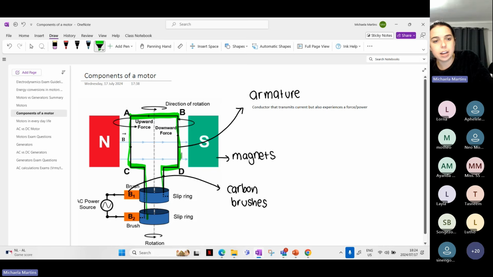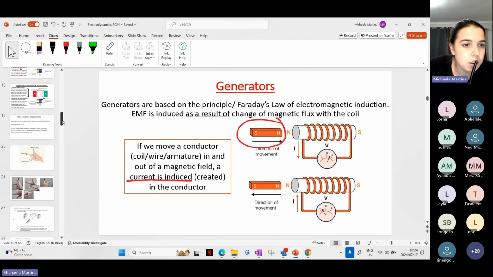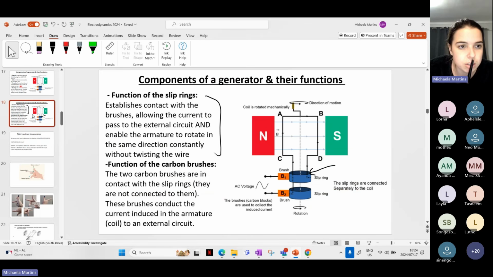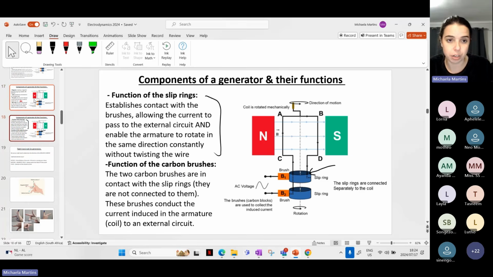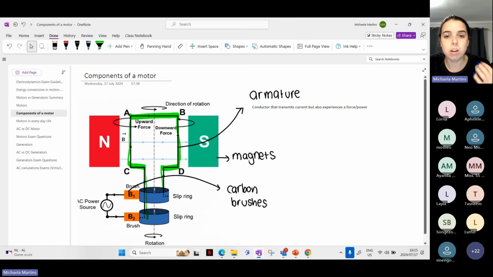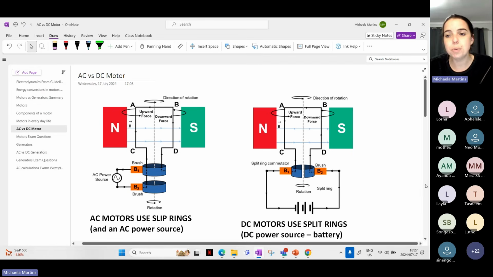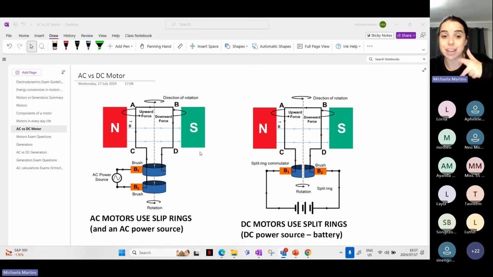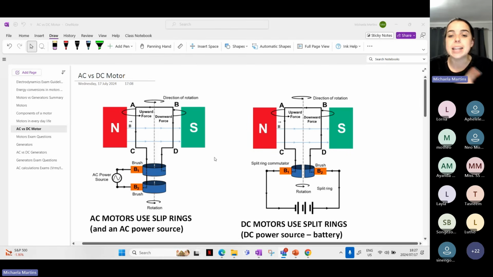Okay. And I actually do have a slide coming up a little bit later about all the components. And I know it says components of a generator, but the functions that they have are very similar. Okay, so I will also send you those slides, but for now, armature, I just want you to know what the things are. This is the armature. Obviously, we have our magnets. Just before we speak about using our left hand, because I want us to practice, I want to speak about AC motors and DC motors.